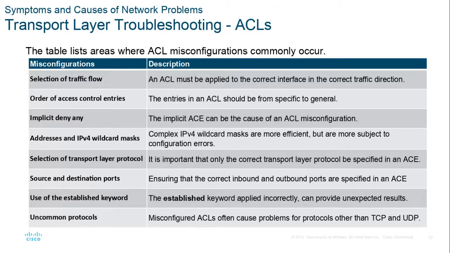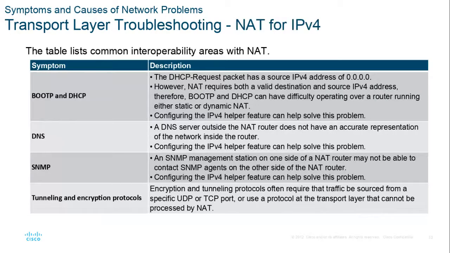The established keyword is what home routers do by default. You log into a server, you get the TCP SYN-ACK, and it's put in the table on your home router. Then when the correct response comes back from the server you're logging into, the source and destination port numbers match, and it lets it go back. If I use the established keyword and don't configure it properly, he laughingly calls it unexpected results. I'm getting a failure of some sort. Uncommon protocols: TCP and UDP are our common transport layer protocols. Watch out for misconfigured access control lists.